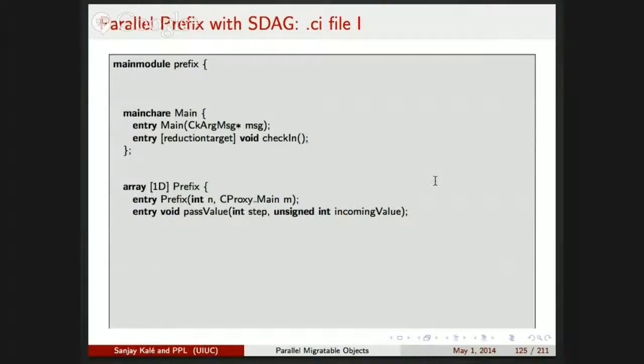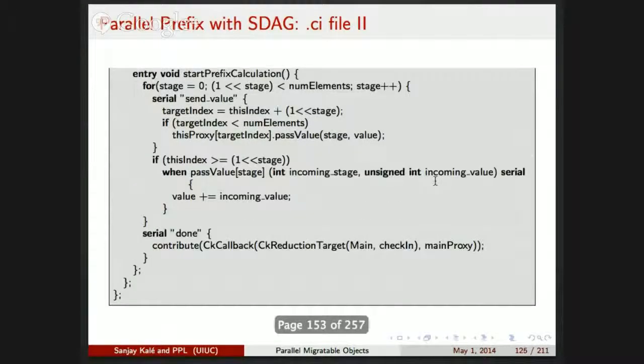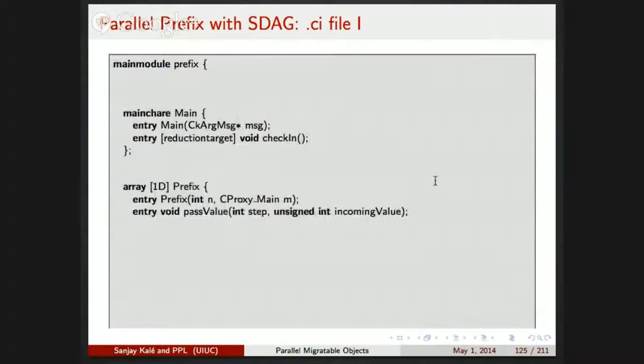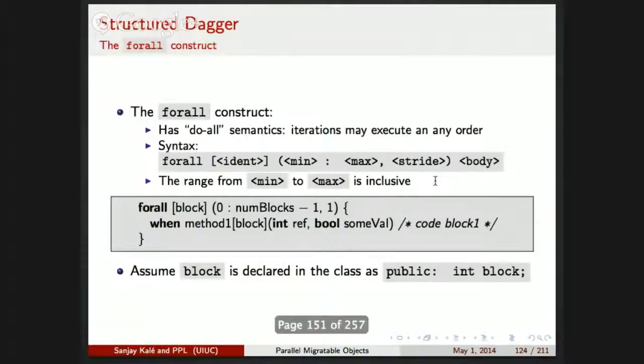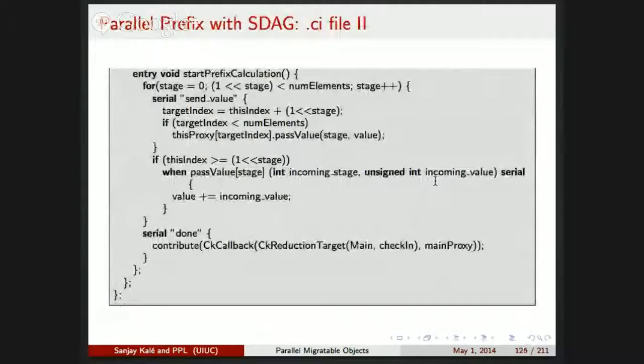There's a parallel prefix example in the tutorial code. We can probably just gloss over that. For when you pass a value, all the control flow is just made explicit. So depending on what stage of the prefix you're in, you will send your value to your neighbor, and then you will wait for the appropriate value from your stage to arrive, increment your value, and then after you've gone through all the stages of the parallel prefix, you'll contribute to the done.